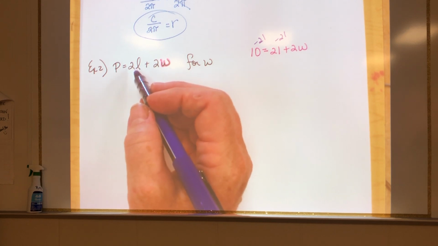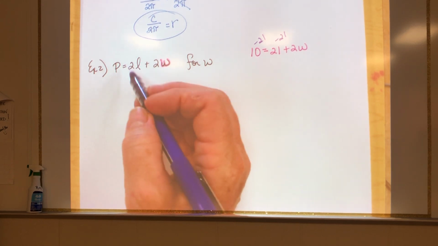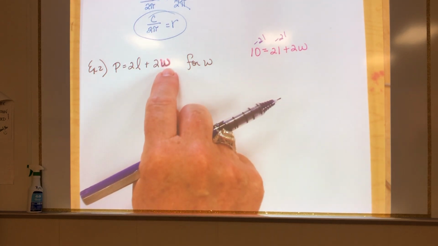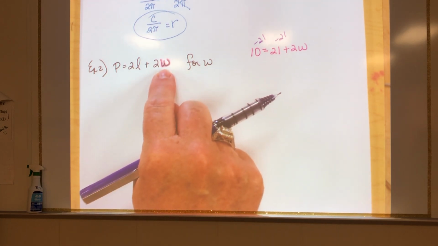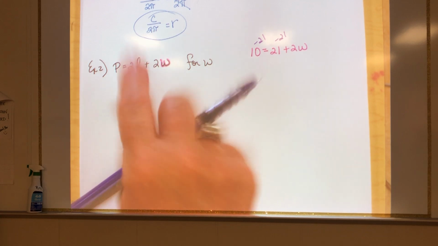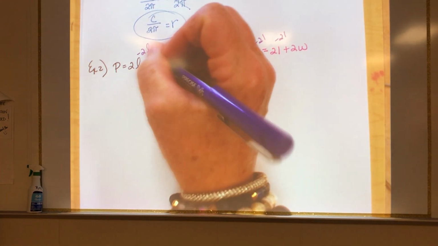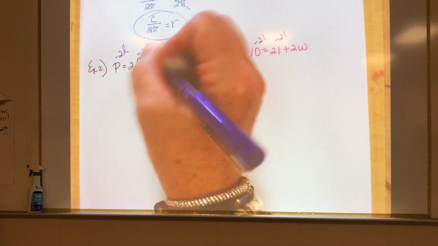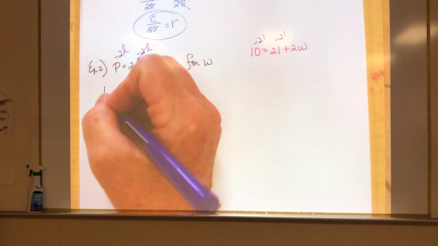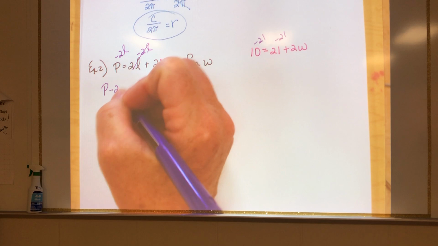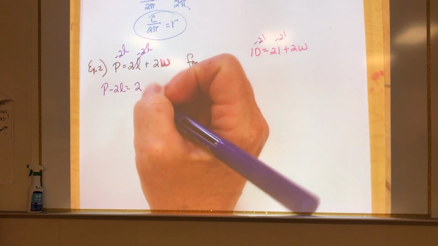Subtract 2L. I'm going to subtract. I got to get rid of this term. Whatever term has the W in it, you got to get it by itself. So I got to get rid of this guy, so I'm going to subtract 2L. Over here on the right, it disappears. On the left, I'm left with P minus 2L is equal to 2. And there's my little W again.